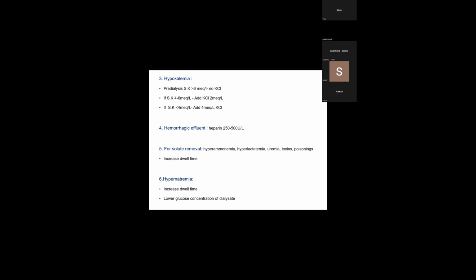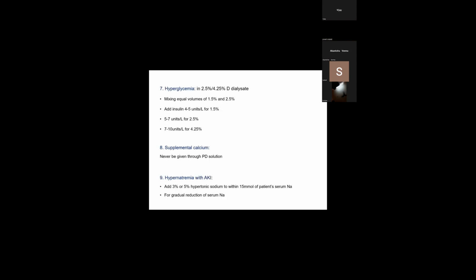For solute removal, like in hyperammonemia, hyperlactatemia, uremia, toxins or poisonings, we have to increase dwell time. In case of hypernatremia, dwell time is increased and lower glucose concentration of dialysate is used.